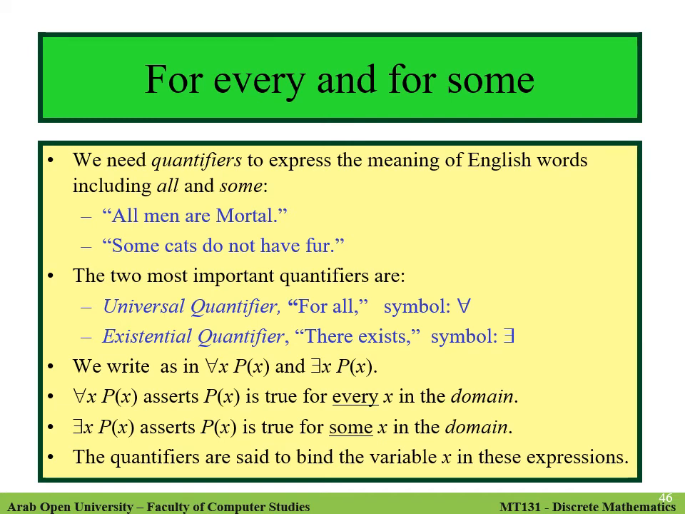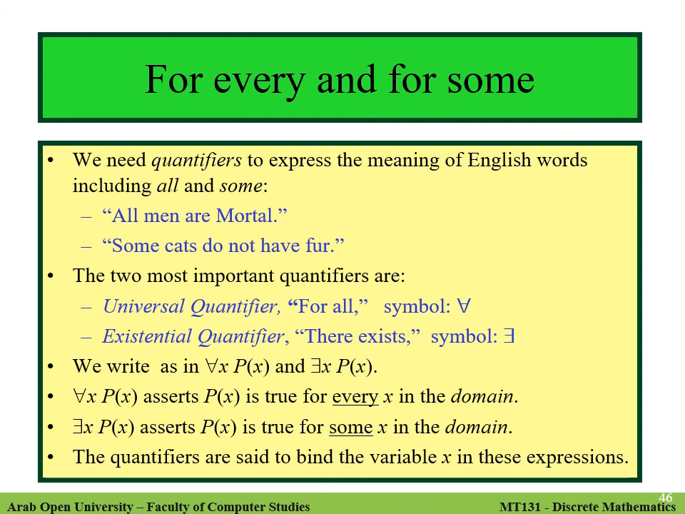You use a symbol that represents for all. This is for all x, P(x). That means that P(x), the predicate, is true for all x in the domain. The existential quantifier, you write there exists an x such that P(x), that says P(x) is true for some values in the domain. It could be even one value. It could be true for more than one value.